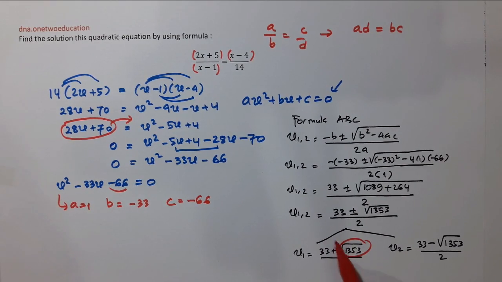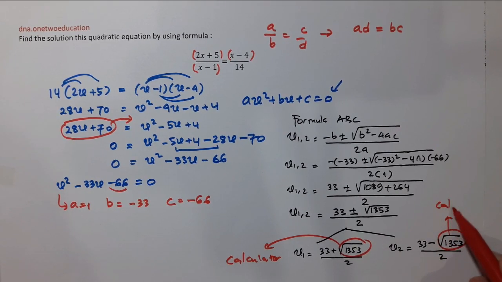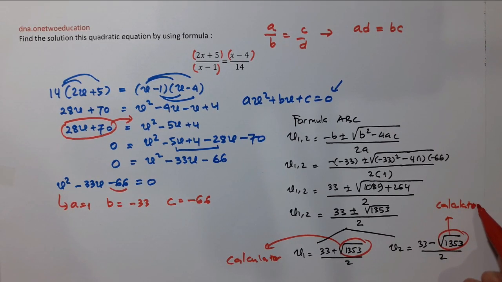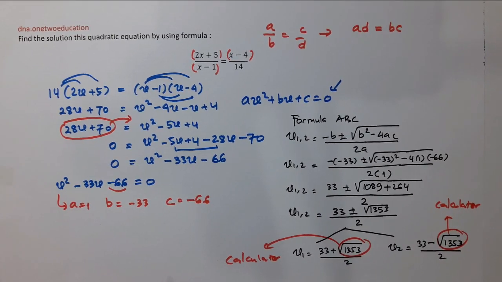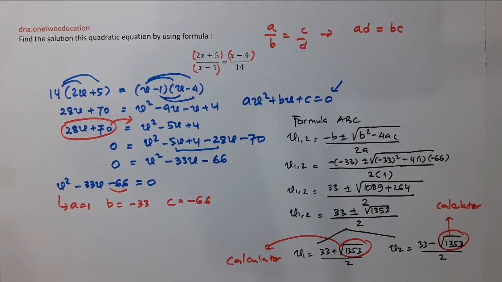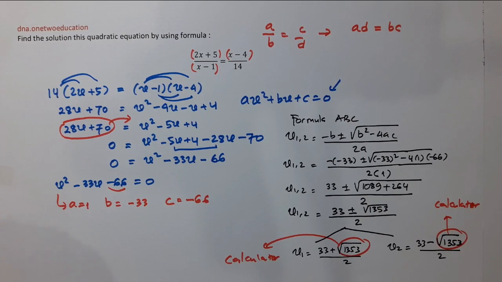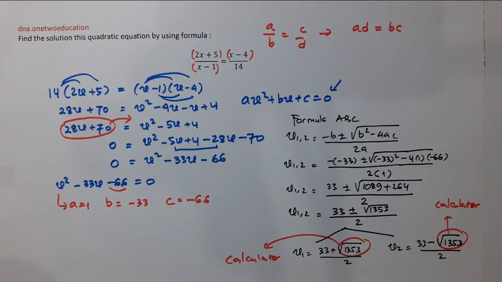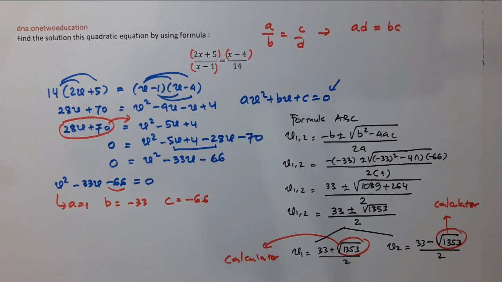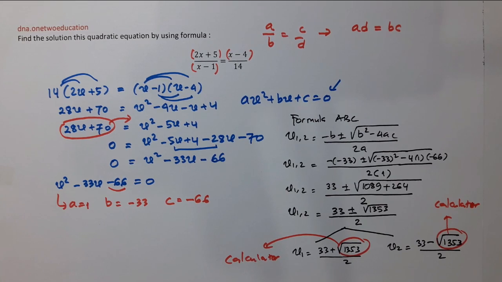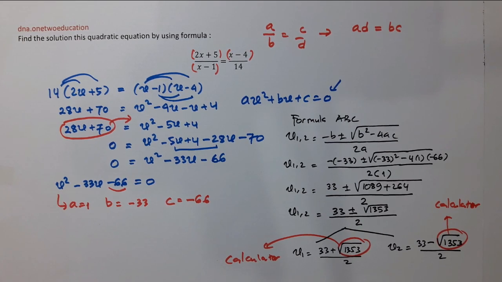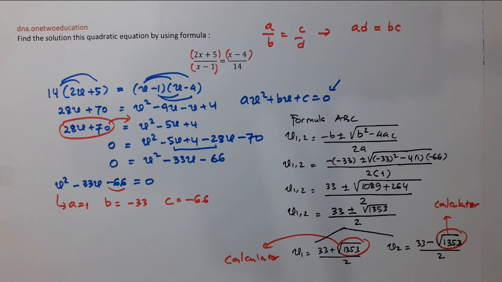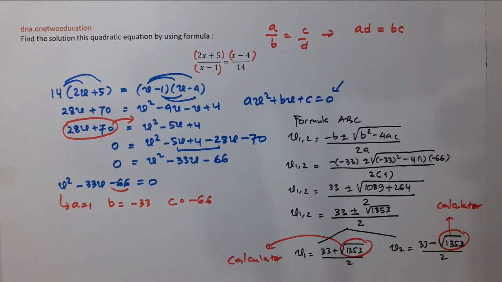Okay, students, if you want to find the simplest form or the decimal, you can use the calculator in order to find the simplest one or decimal. Okay, students, I think that's all: how to use the formula of ABC to find the solution of a quadratic equation. Okay, clear, students? Okay, see you at the next topic. Bye bye.